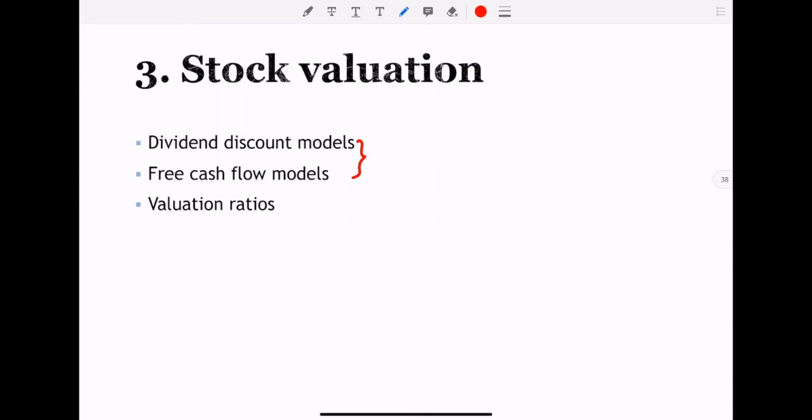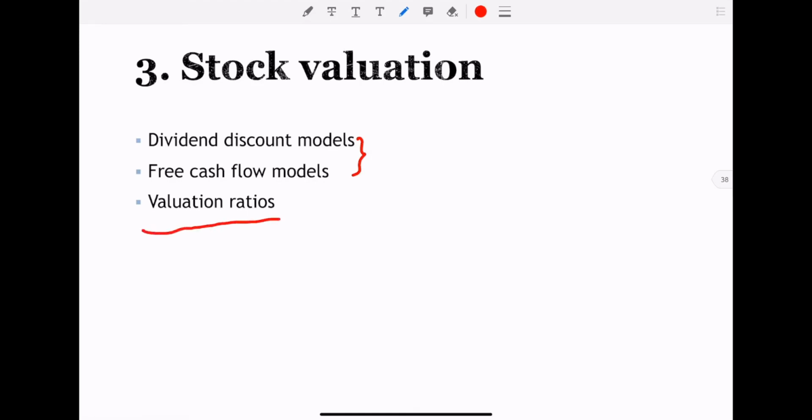And this set of models are generally more complicated and they're harder to implement compared with valuation ratios, right? By the way, what is the most famous valuation ratio? I guess it's the PE ratio, right? Stock price divided by earnings per share, right? It's a very widely used valuation ratio.